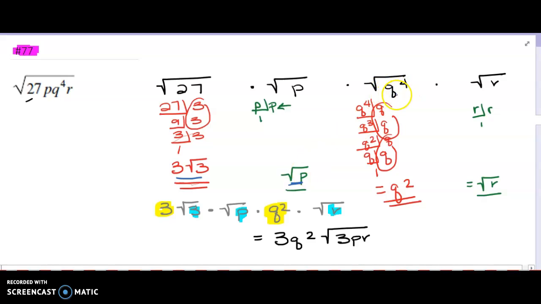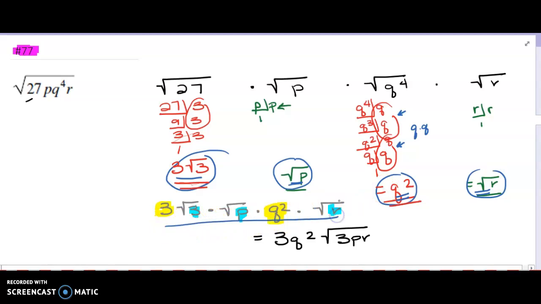The square root of q to the 4th can break down. It has 2 pairs of q, so q times q is just q squared. And then the square root of r cannot be broken down, so it is just the square root of r. Now I've taken each one of these, 3 square root of 3, square root of p, q squared, square root of r, and I've multiplied them right here.